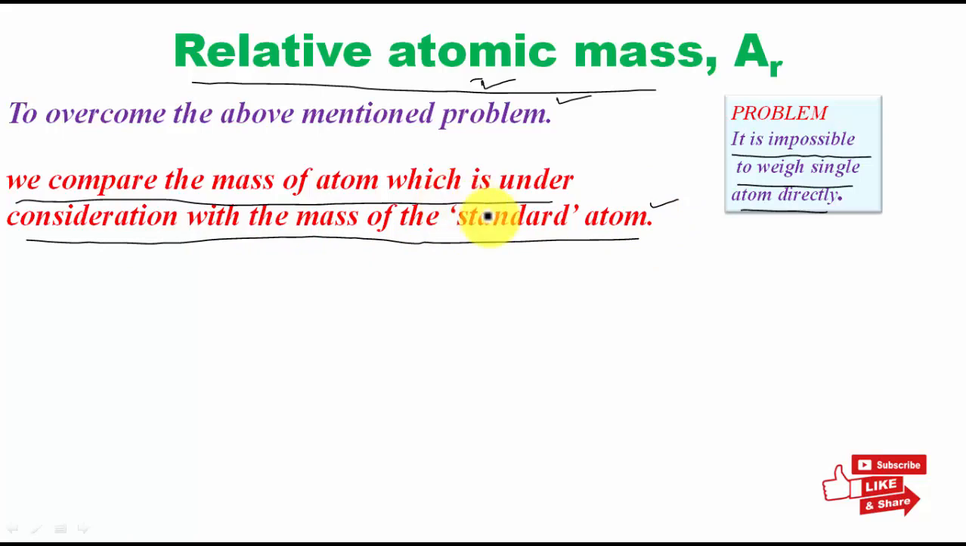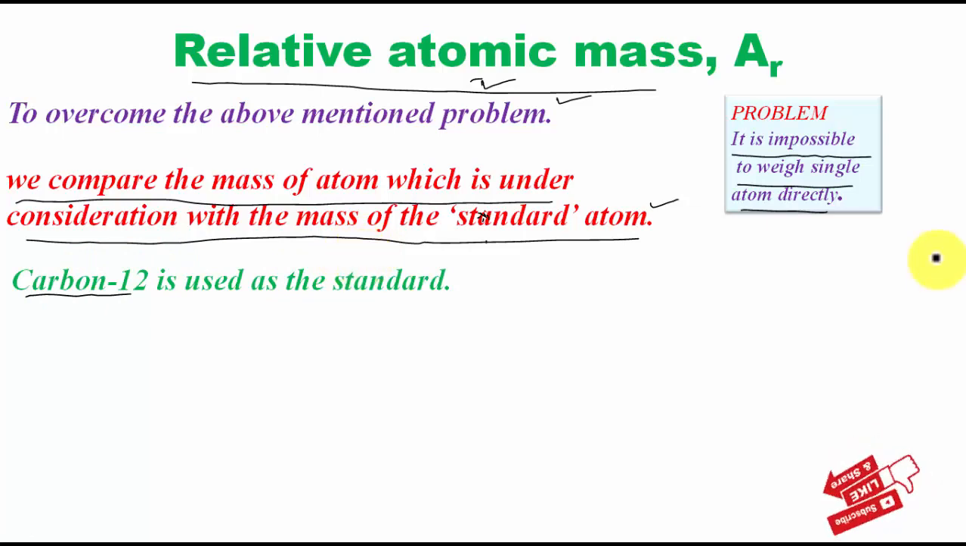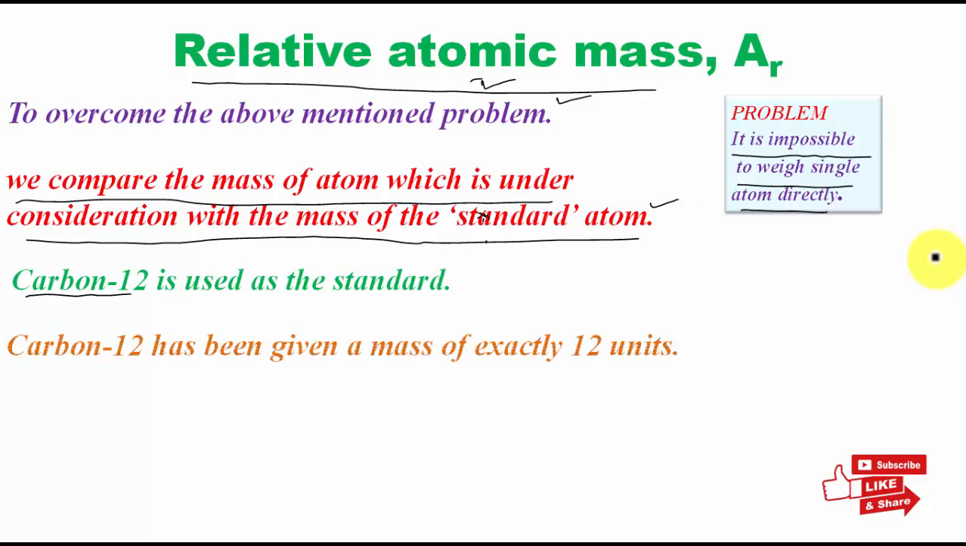For the sake of comparison, which standard atom do we use? We use carbon 12 as the standard atom, and the mass of other atoms is compared with this carbon 12. Carbon 12 has been given a mass of exactly 12 units. What are those 12 units? The units are AMU, atomic mass units.